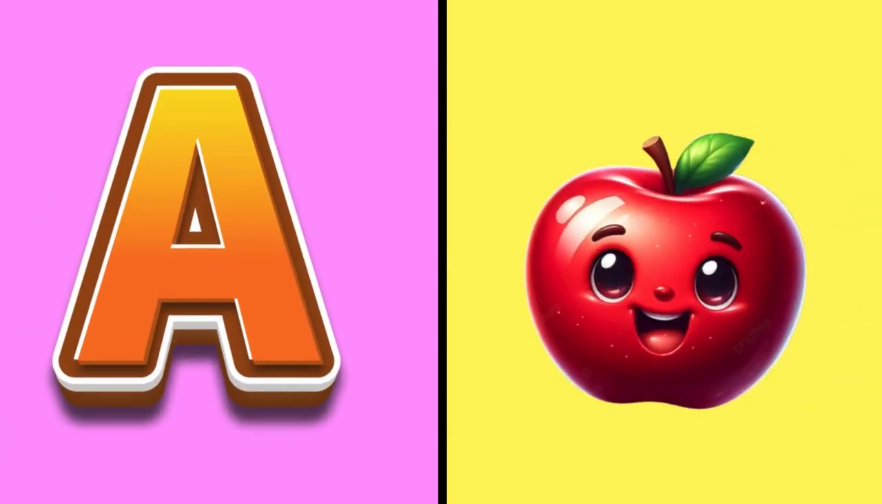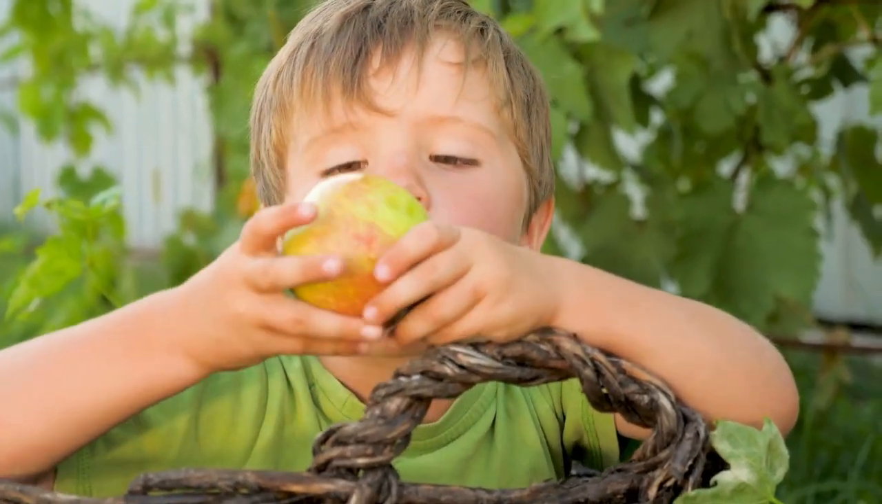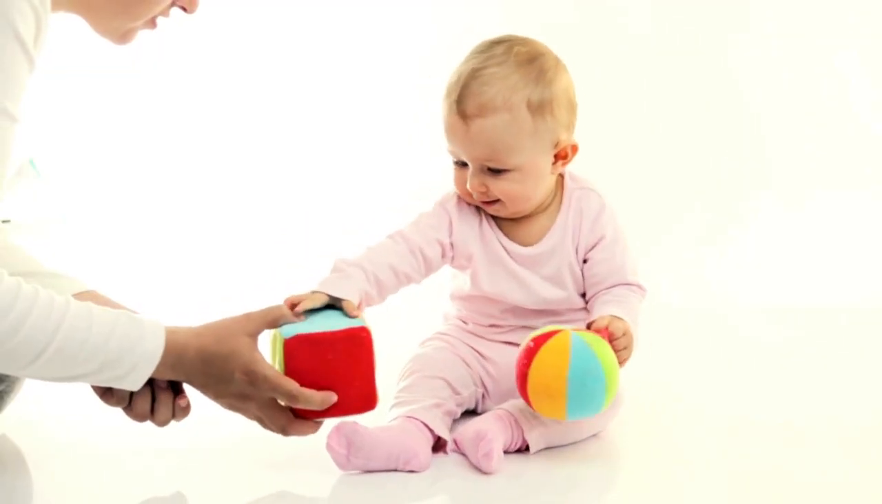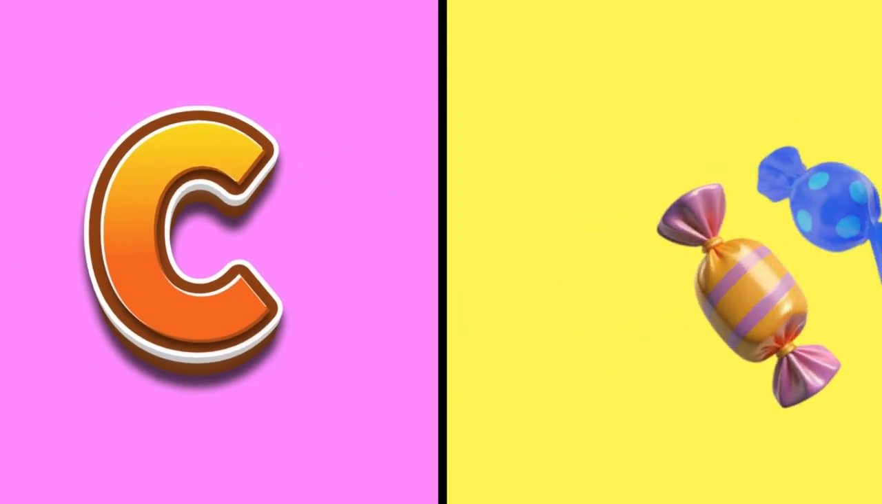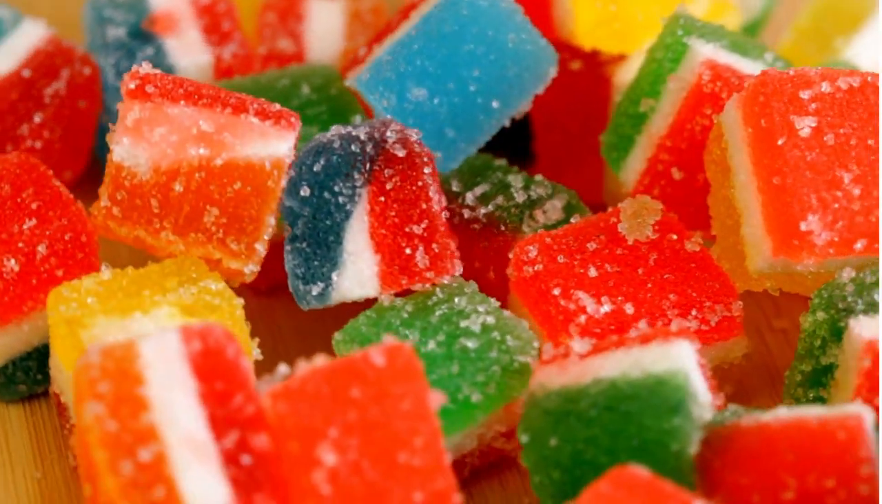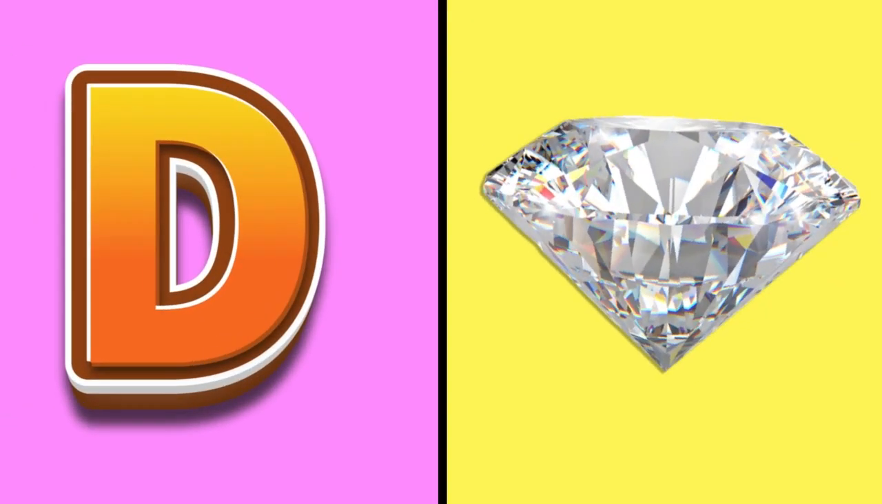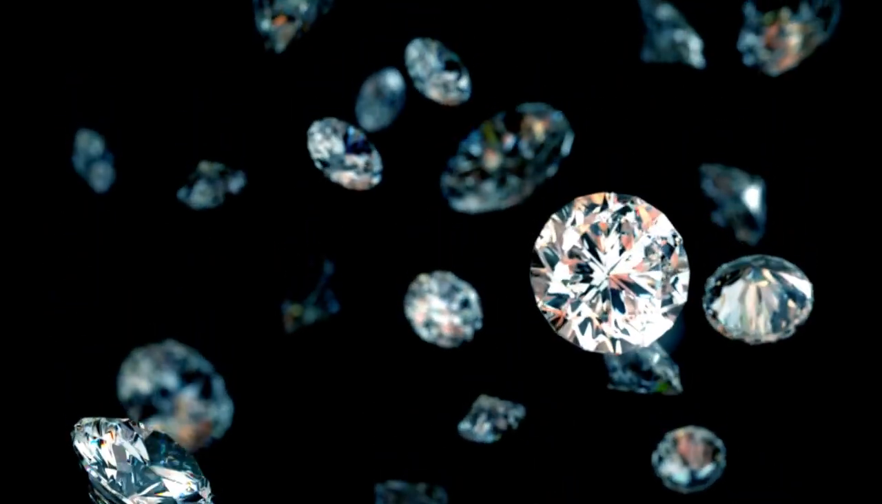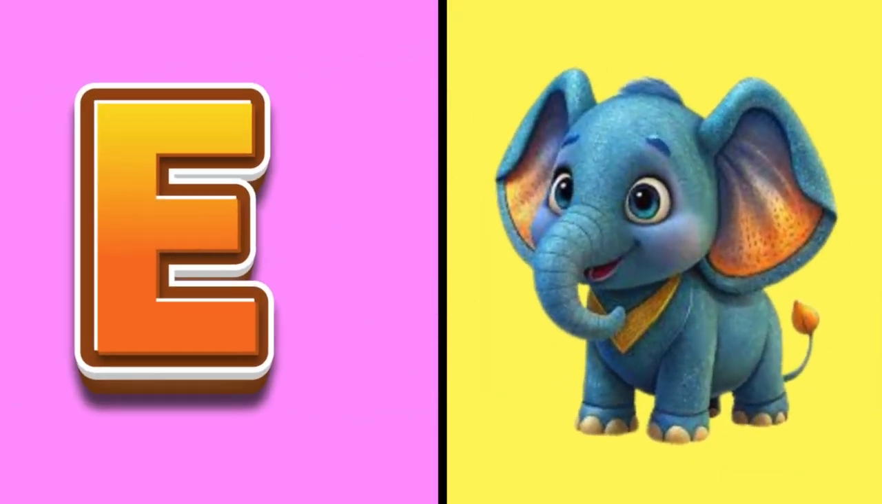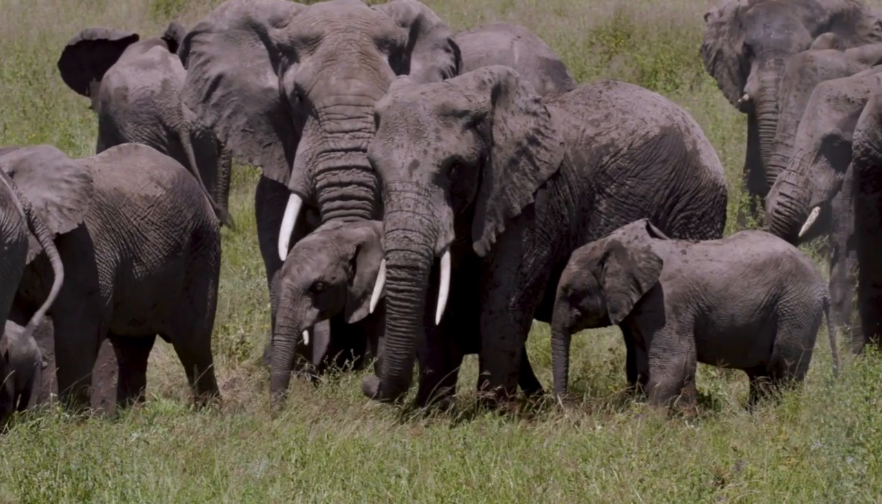A is for apple. An apple. B is for baby. B, baby. C is for candy. Candy. D is for diamond. D, diamond. E is for elephant. E, elephant.